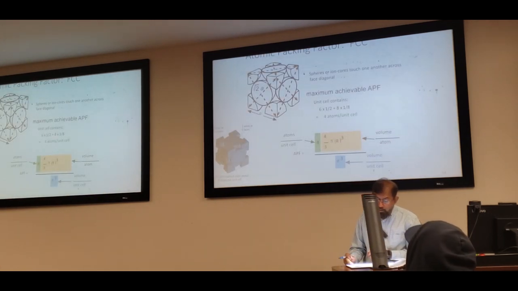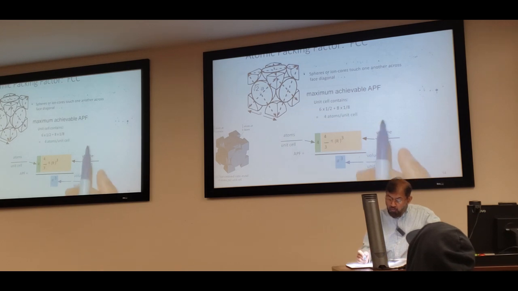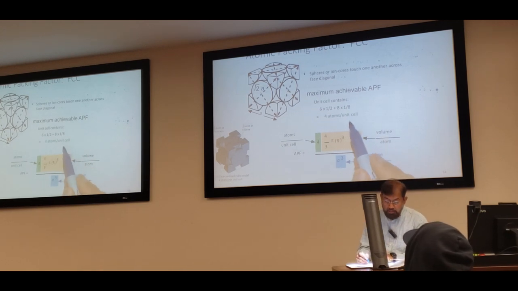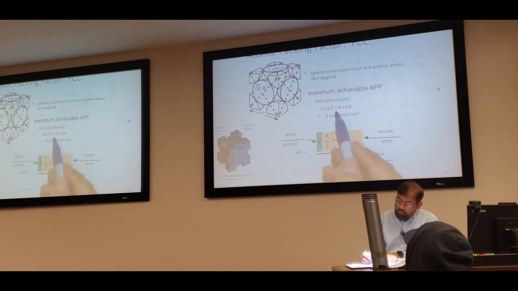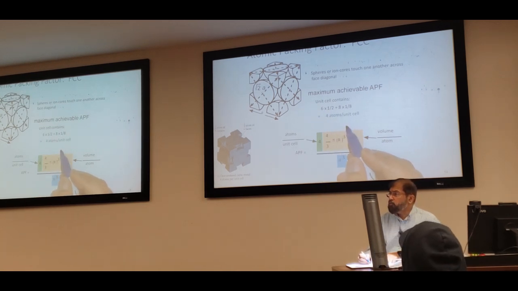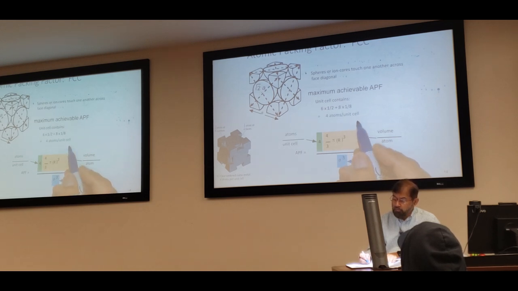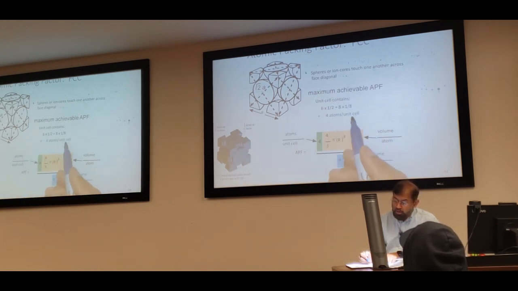Now, the atomic packing factor of a face-centered cubic structure. We have already seen a face-centered unit cell. How many atoms are there? 4 atoms per unit cell. For a face-centered cubic unit cell, 4 atoms are there.